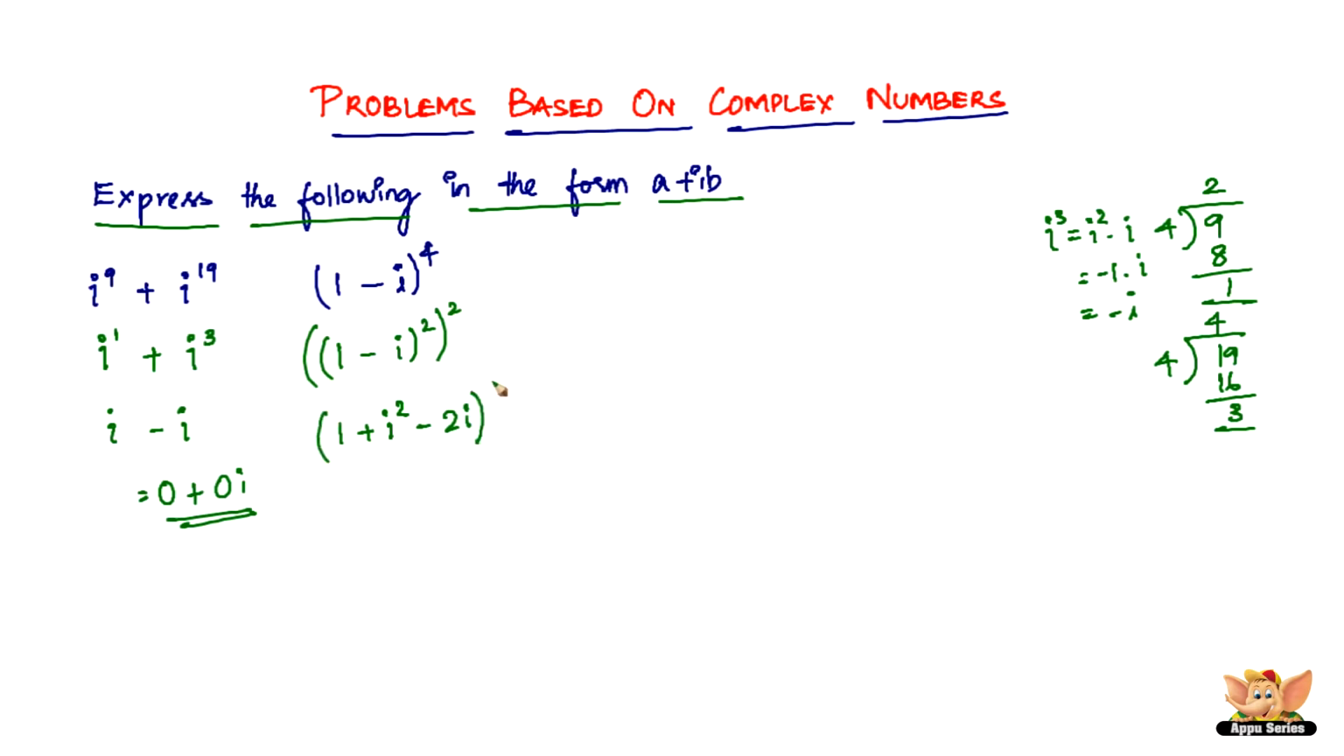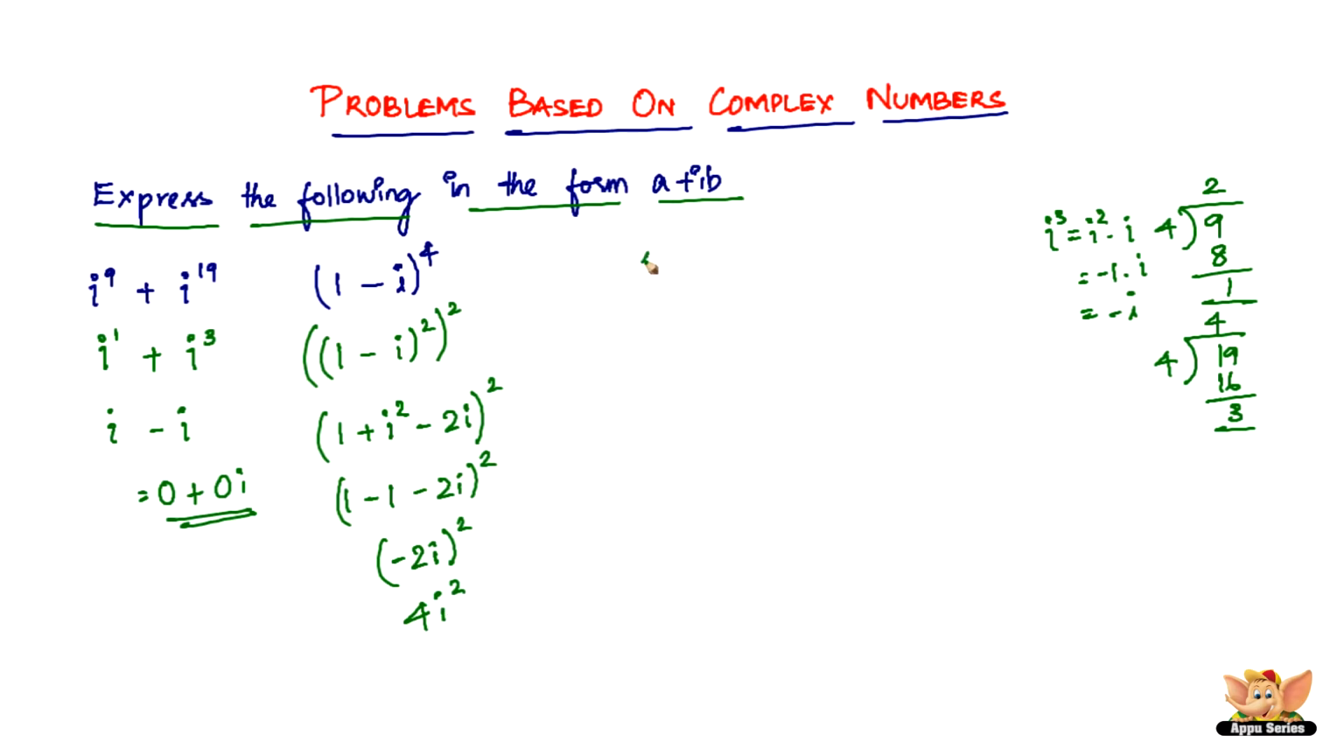Now again square this. That's all you have to do. But before we straight away square this, what is i squared? i squared is minus 1, right? So (1 minus 1 minus 2i) the whole square. 1 minus 1 is 0. So all we are left with is (minus 2i) the whole square. And (minus 2i) the whole square is nothing but minus 2 times minus 2 is plus 4, and i squared is i squared. So what we've got is 4i squared.